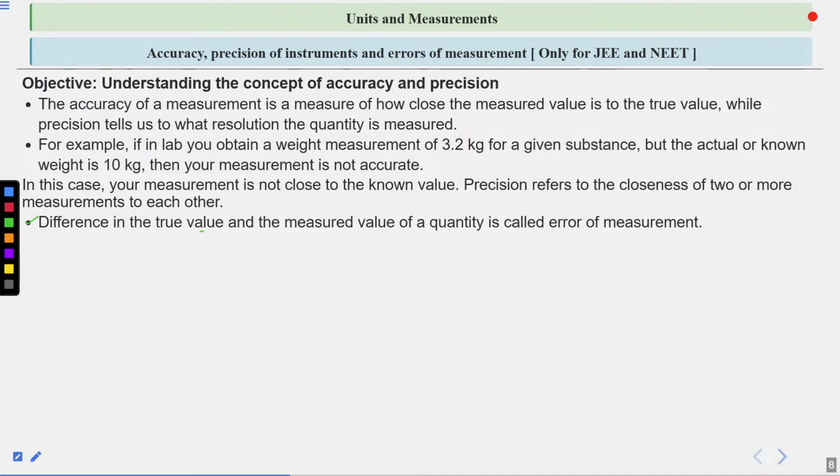The difference between the true value and the measured value of a quantity is called error of measurement. So what is error of measurement? The difference between true value and measured value. Here, if we talk about accuracy, the measured value is 3.2 kg and the accurate, or known, value is 10 kg. So there is an error. Yes or no? There is an error. So this is known as error of measurement.